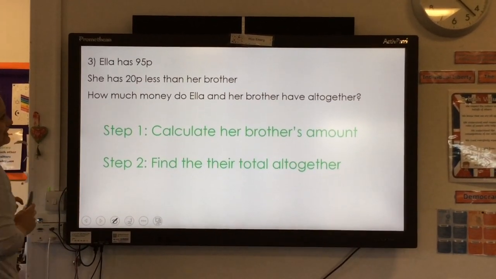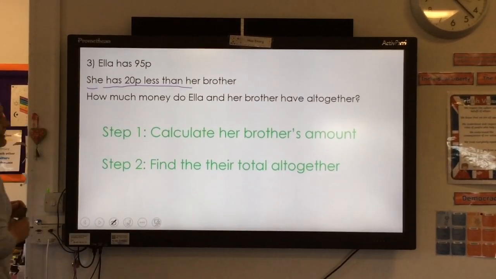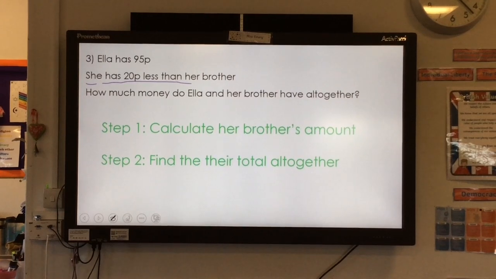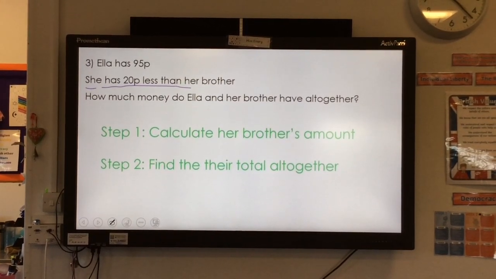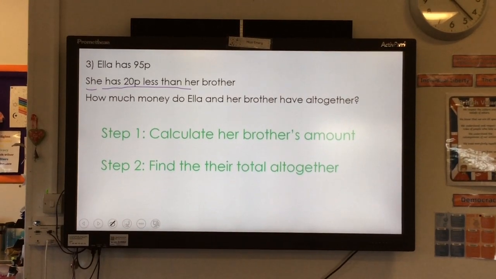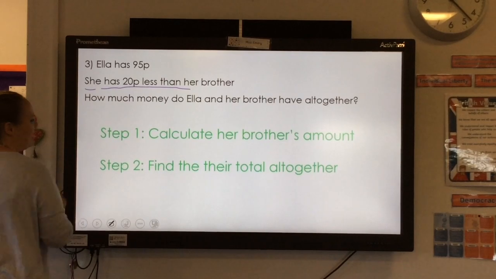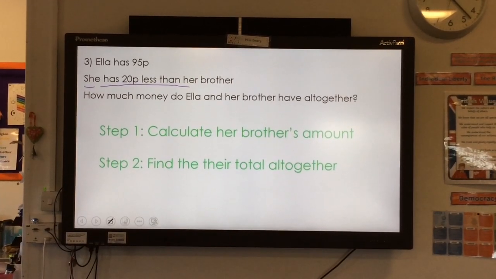He doesn't have 20p. She has 20p less than him. So if she's got 20p less than him, he's obviously got more than her. So think about how you'd work that out. And step 2 is to then find their total. Have a go.